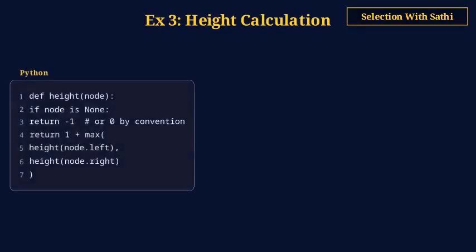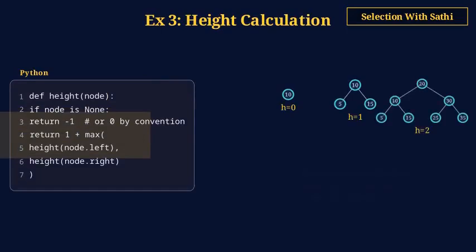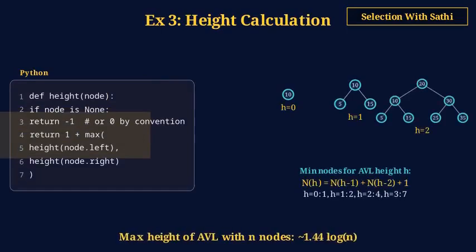Why is AVL tree height guaranteed O of log n? Let us look at the minimum number of nodes n of h for a given height h. N of 0 is 1, just the root. N of 1 is 2, root plus 1 child.